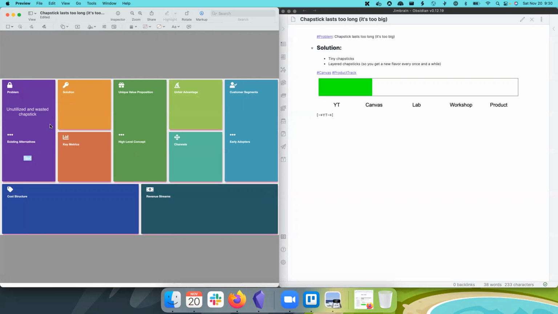What existing alternatives are there? I guess there's Carmex, which is less nasty, because it's kind of like a lotion. They're also cheap, so it's not the end of the world if you spend an extra 50 cents to a dollar. So an existing alternative is to buy a new chapstick. Yep. That's what people are doing.